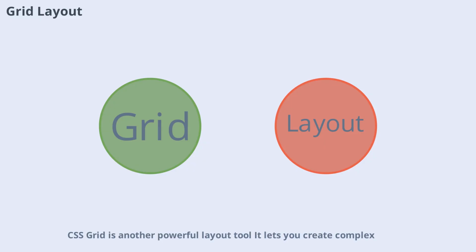CSS Grid is another powerful layout tool. It lets you create complex two-dimensional layouts with rows and columns. Grid is ideal for building page layouts, dashboards, and any design that needs precise alignment. Combining Grid with Flexbox gives you ultimate control over your site's structure.